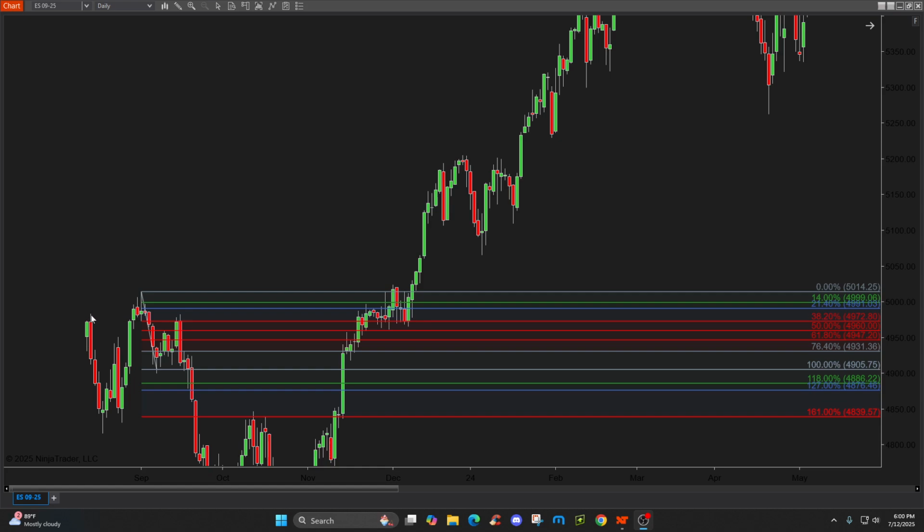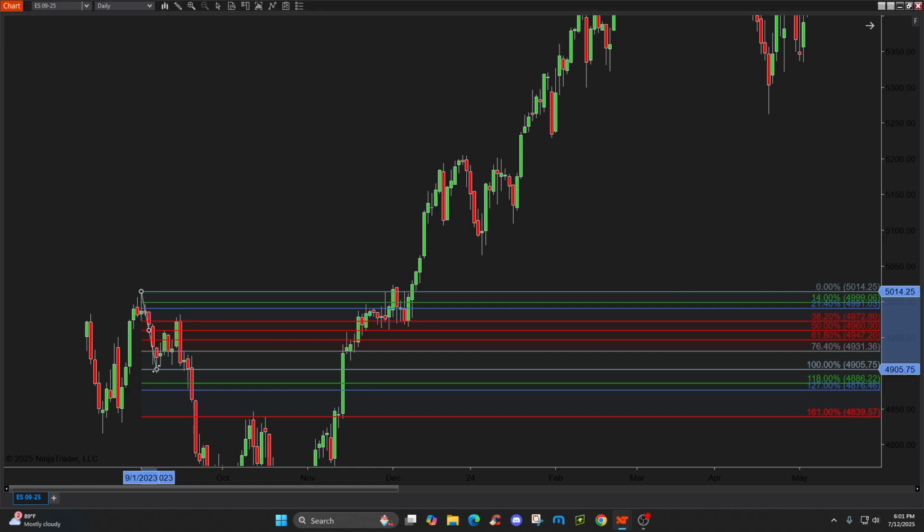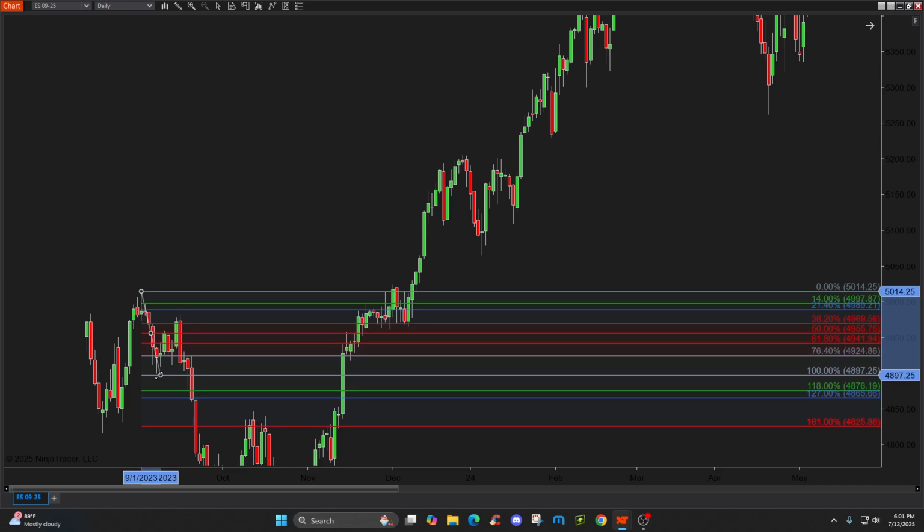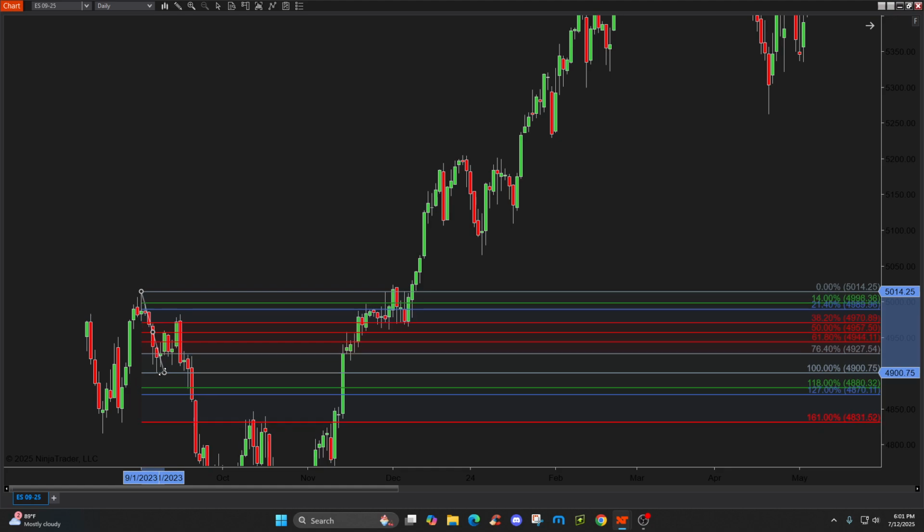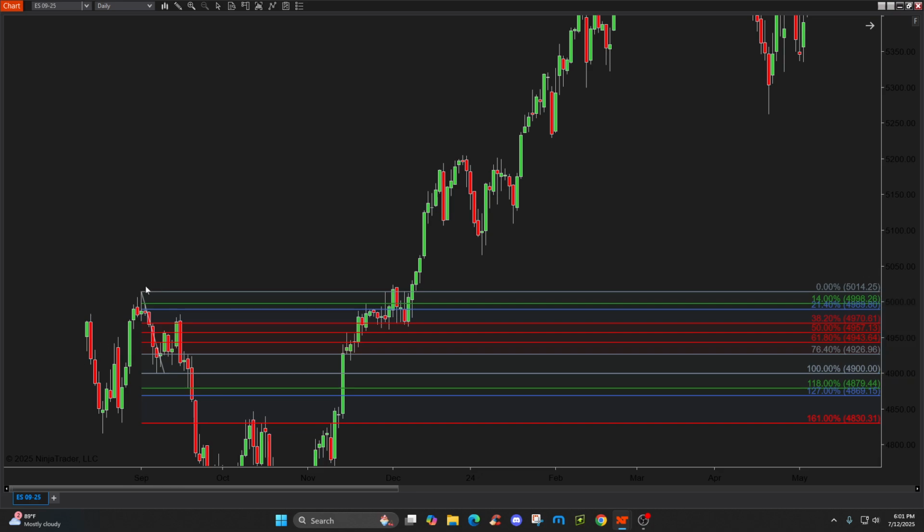Technically, if this Fibonacci had been drawn from here to here, this would have been your zero line. And once we closed above the zero line, that would have made this particular Fibonacci invalid. This wasn't drawn correctly. Get that right there. Hopefully. There.